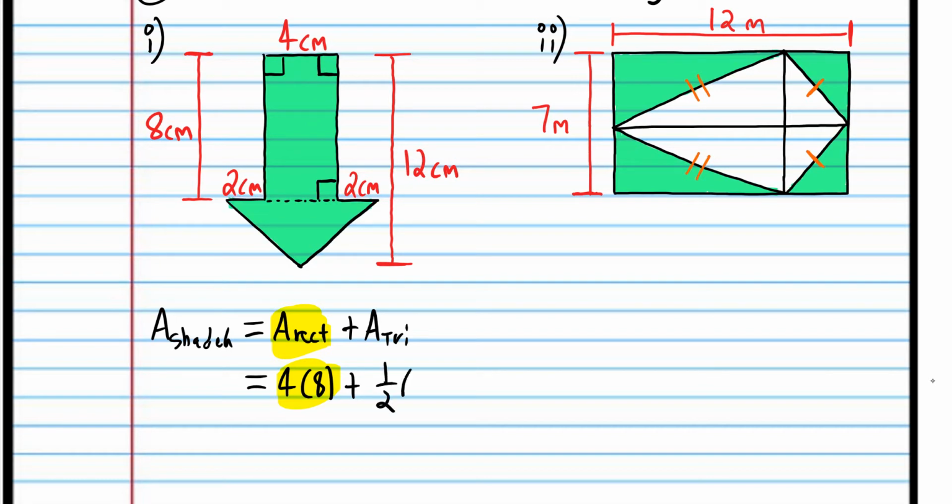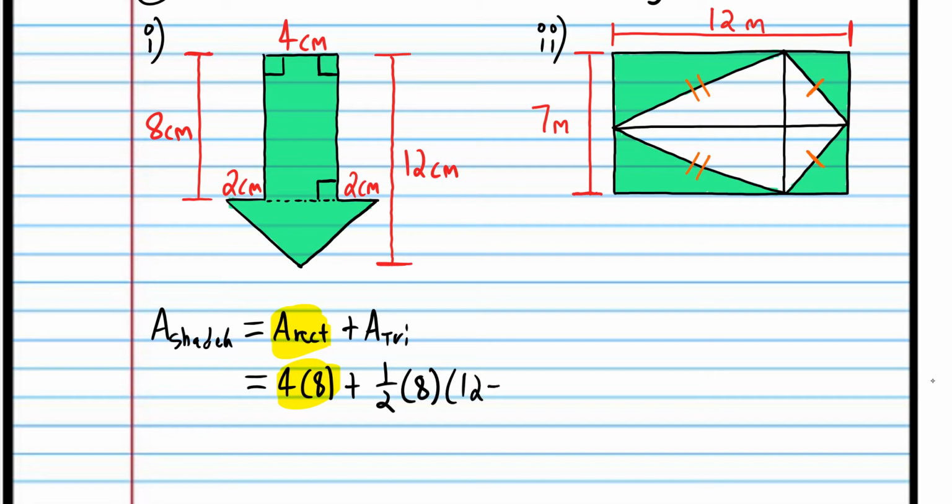So 1/2 times 8, and then we just need the height. The height of the triangle is the distance from here to here. Now again, we need to do some detective work. We know the total distance from here to here is 12, and the distance from here to here is 8. So just subtract, and that'll give us this light blue distance here, which we're looking for. So 12 minus 8 is 4.